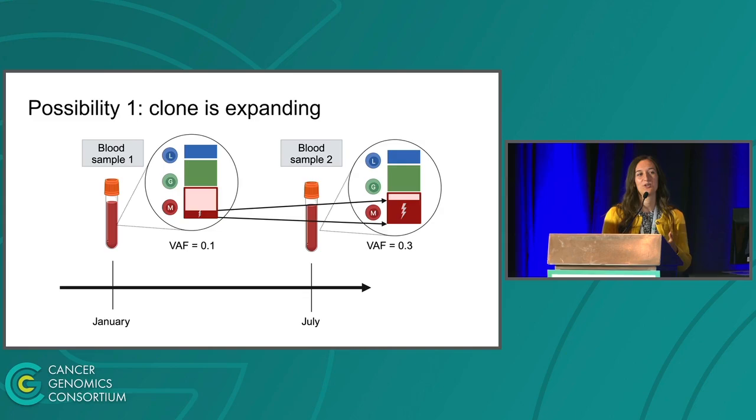Well, I'd like to consider two possibilities about what's going on for this patient in their blood. So the first possibility is the clone itself is expanding rapidly. And so if we think about the cell types that are making up their blood, let's look at these lymphocytes, granulocytes, and monocytes. So in the first case, in January, we would observe a small fraction of their monocytes are mutant. But if their clone truly is expanding, by the time we look at their blood in July, we would see that almost all of their monocytes now are mutant. There's been this large expansion.